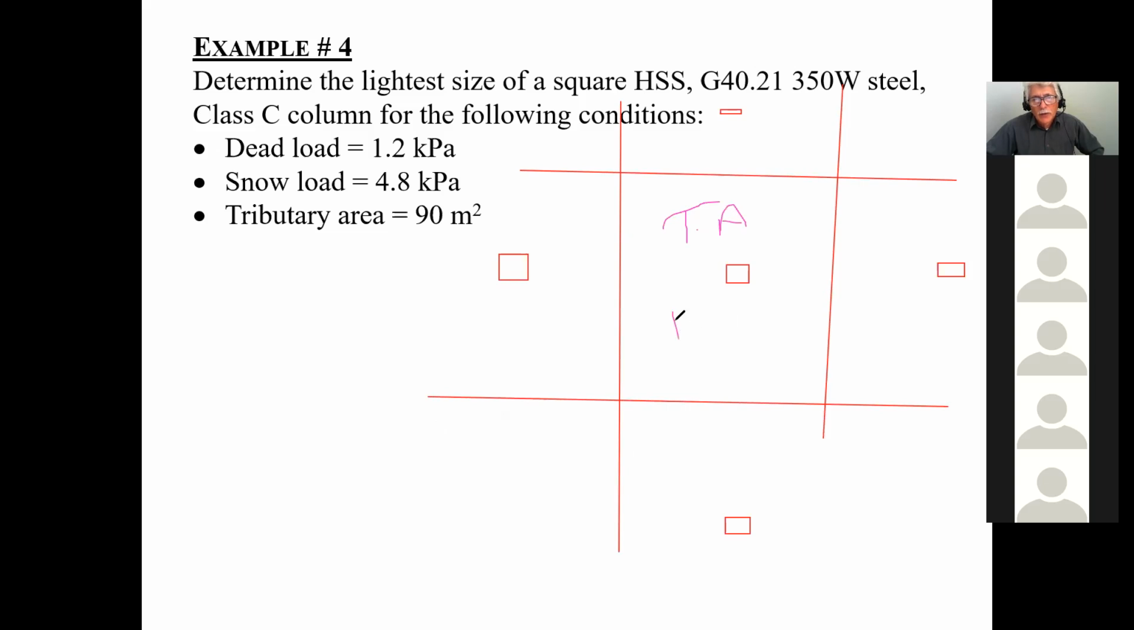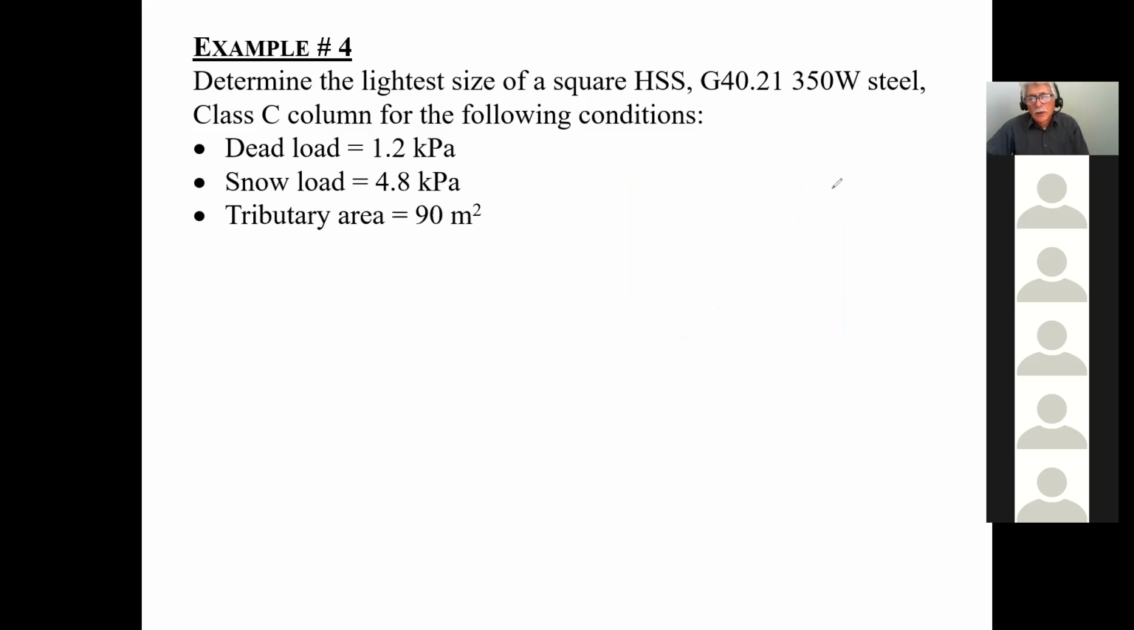And therefore I take my factored load multiplied by my tributary area, and that's going to give me the CF value that the column has to support. And that's how easy that is, if everything's simply supported. Now, the unsupported length of the column is 4 meters. Of course, that you would see from your geometry.